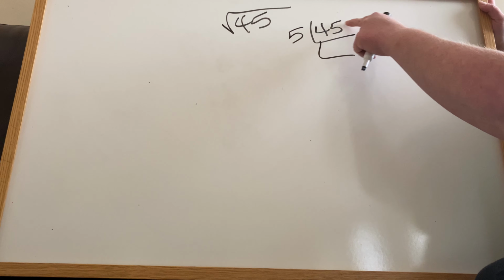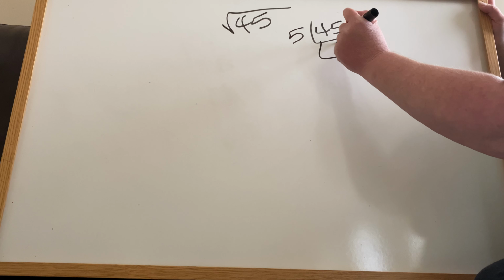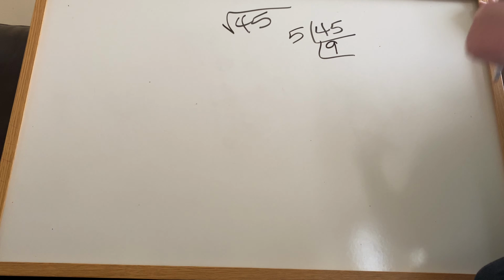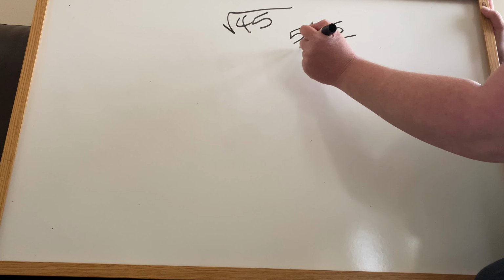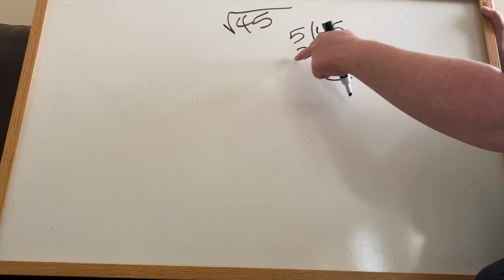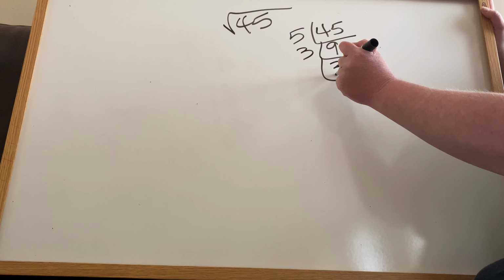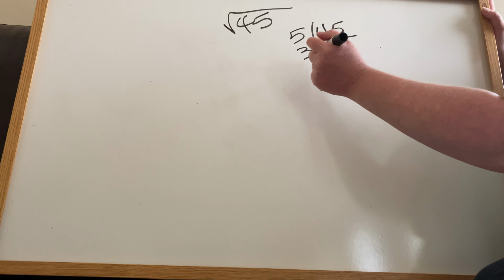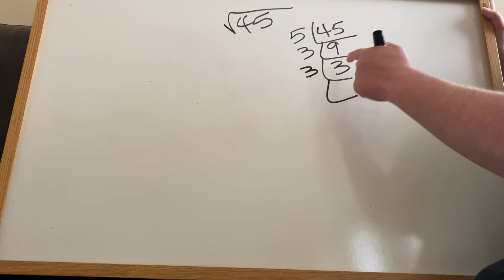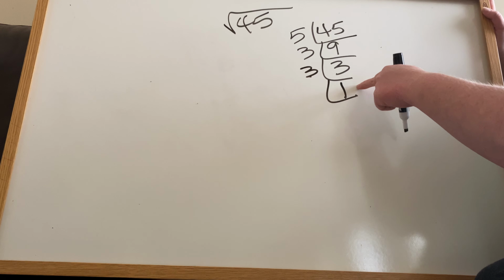So then what you do is you do 45 divided by 5, which is going to be 9, and that goes here. Now you're going to repeat the process. So you need a prime number that goes into 9, which is 3. So then you do 9 divided by 3, which is 3. Then you need a prime number that goes into 3. Well, 3 is a prime number, so 3 goes into that. 3 divided by 3 is 1, and once you get to 1, you stop.